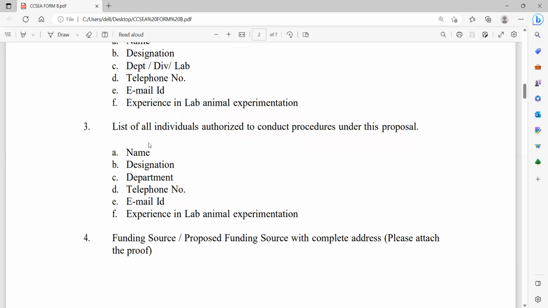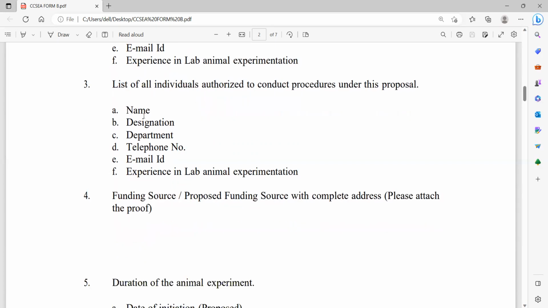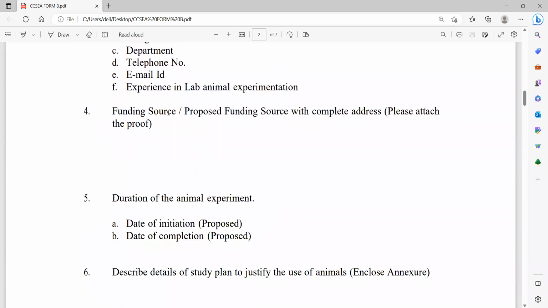So here you have to write down, suppose one or two students are there, you have to give the information of each and every individual. Under that also you have to write the name, then designation, then department, telephone number, email ID, and experience in lab animal experimentation. Then funding source or proposed funding source with complete address.